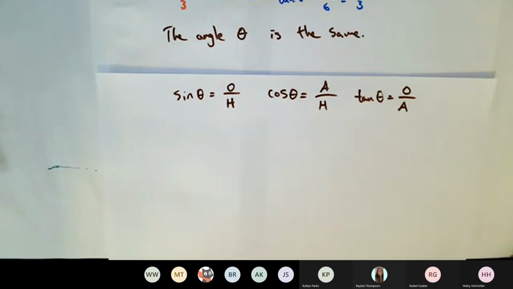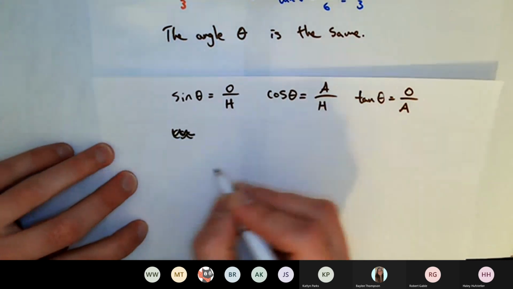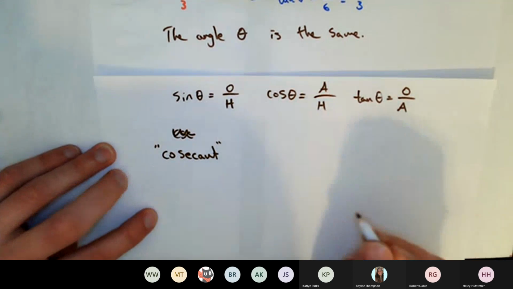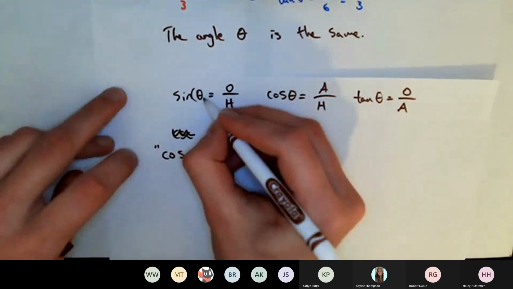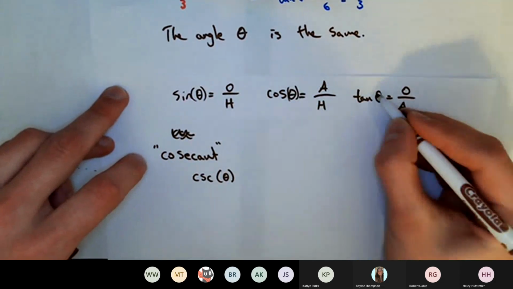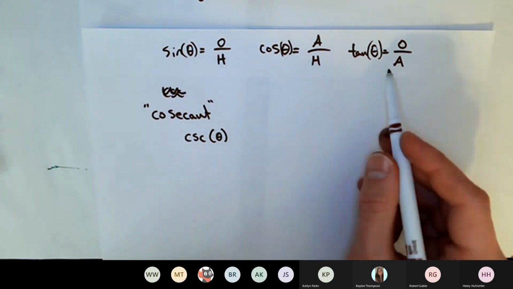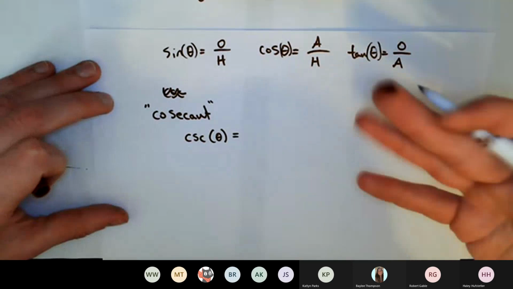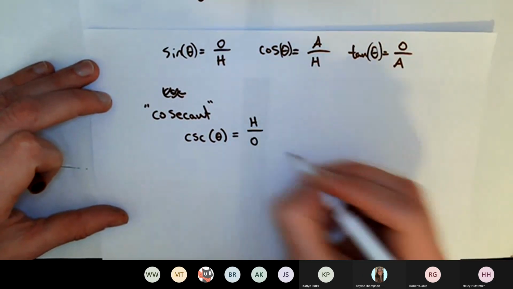We have three other trig functions, less common, but still important. We've got cosecant. Let me write out the full name. Cosecant, which is abbreviated CSC of theta. I'll try to remember to wrap parentheses around the theta, but it's not critical. It's nice to emphasize that that's the input of the function. Cosecant of theta is going to be the reciprocal of sine, so it's going to be hypotenuse over opposite.